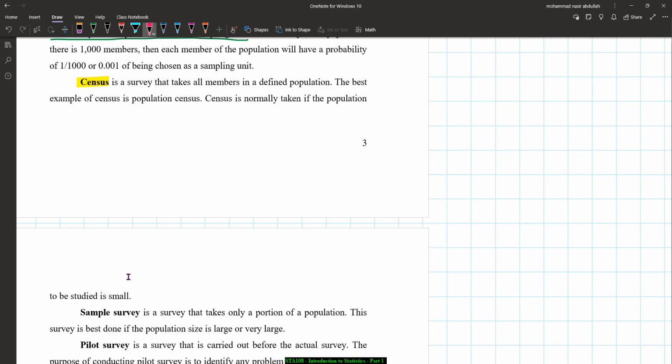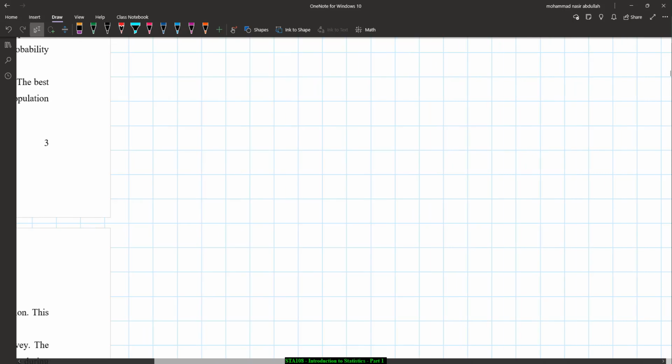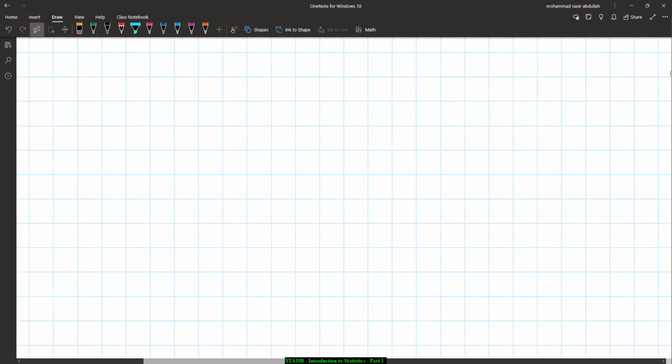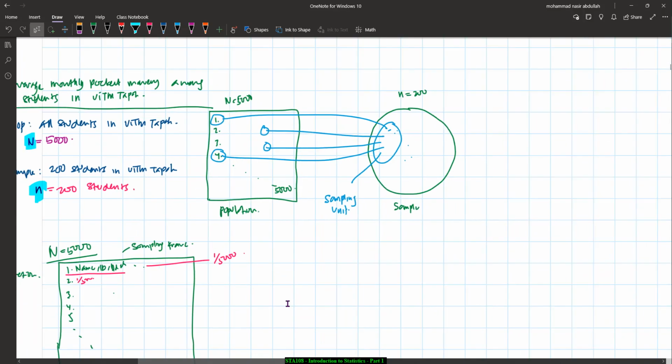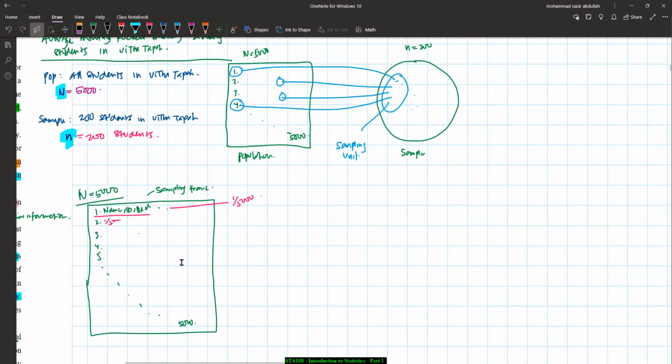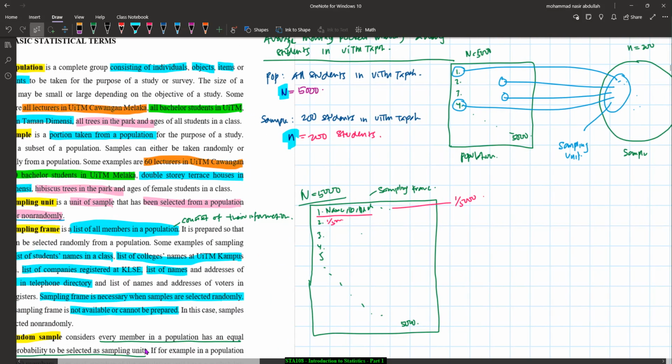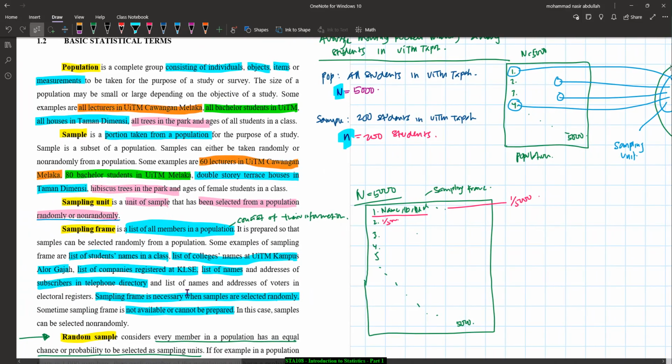So, census is a survey that takes all members in the defined population. For example, you pernah dengar banci kan? Banci penduduk, banci pendapatan, itulah census. Right? So, now, census, kita ada 5,000 students. We are not going to select a sample of 200. Right? Kita akan measure semua 5,000 students. So ini adalah census. Kita akan take all members in the population as our sampling unit. Kita tak ada sampling unit yang daripada sampel.